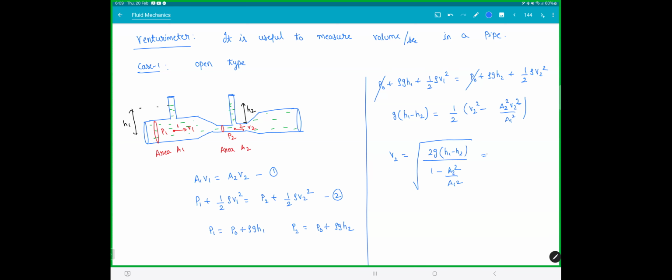Doesn't this kind of look like 2g delta H? It looks like velocity of efflux, no? We see this equation, it kind of looks like velocity of efflux: 2g delta H by (1 minus A2 square by A1 square). Perfect. So I found the velocity. And what is the volume flow per second? Volume flow in a pipe per second is nothing but area into velocity. So A2 V2. Is this making sense, everyone?